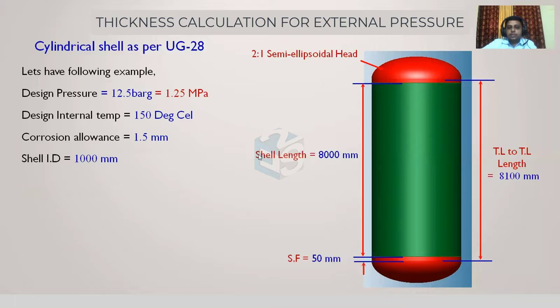Shell ID is 1000 millimeters. When we are saying this design pressure, it is an internal design pressure, which is mentioned as 1.25. Shell ID is 1000 millimeters. Corrosion allowance, as we have discussed, is 1.5.